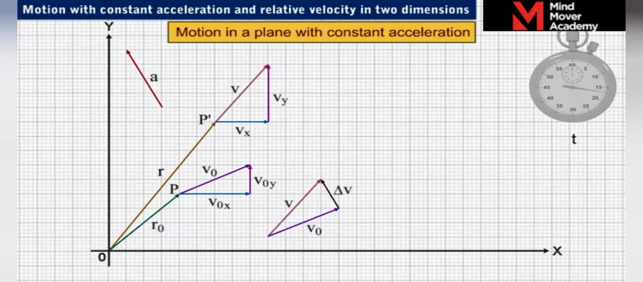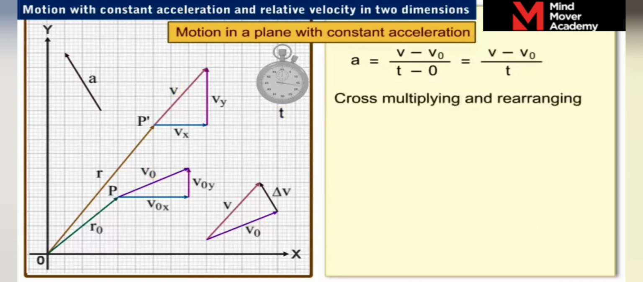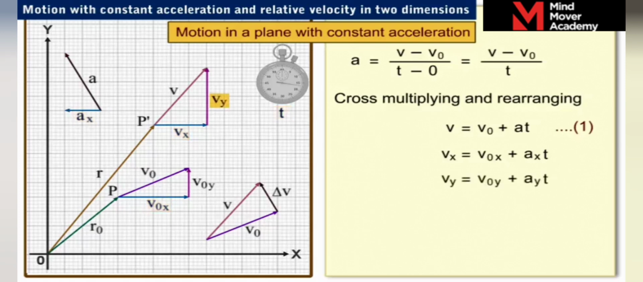Constant acceleration a is equal to change in velocity by time. Thus a can be written as v minus v0 divided by t minus 0, which is equal to v minus v0 divided by t. Cross-multiplying and rearranging, we get v is equal to v0 plus a into t. Let this be equation 1. We can also write equation 1 in terms of its components as vx is equal to v0x plus axt and vy is equal to v0y plus ayt.